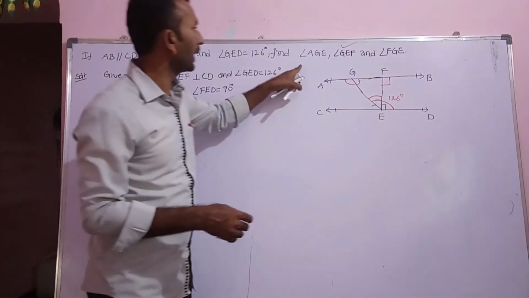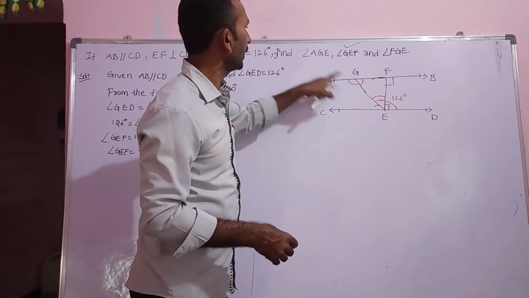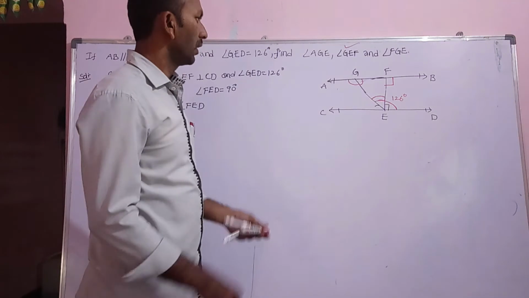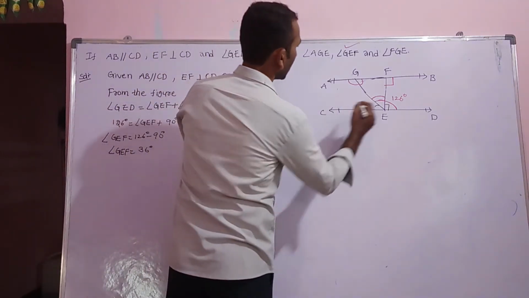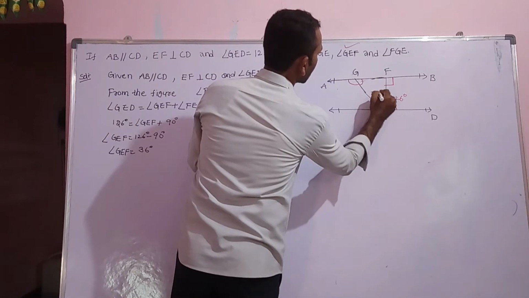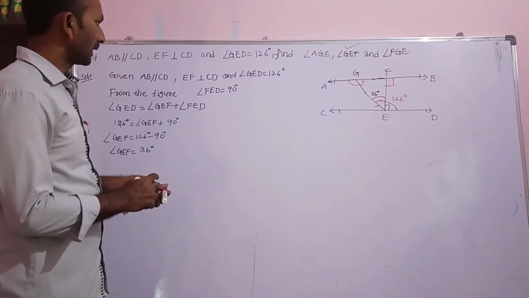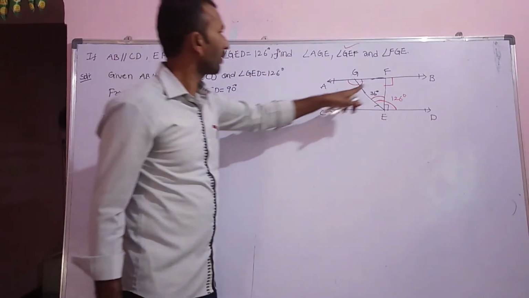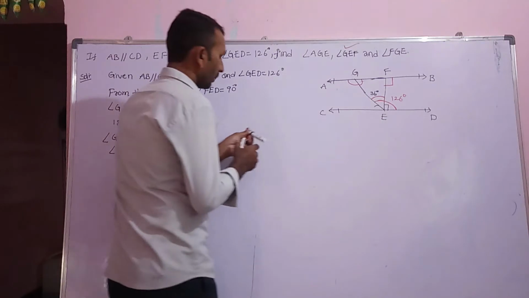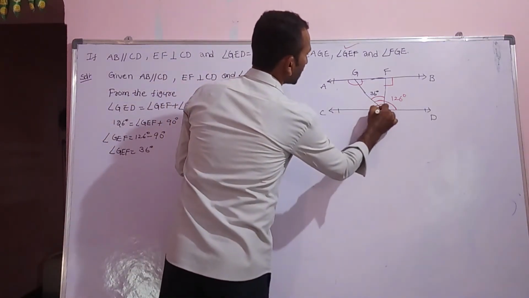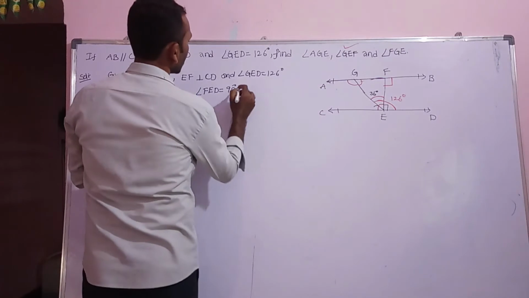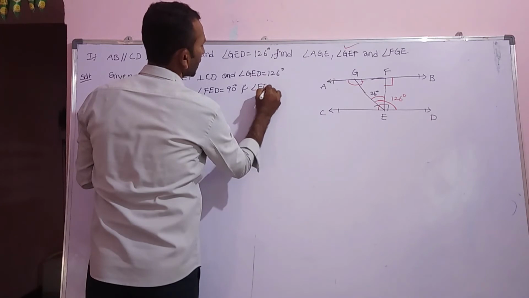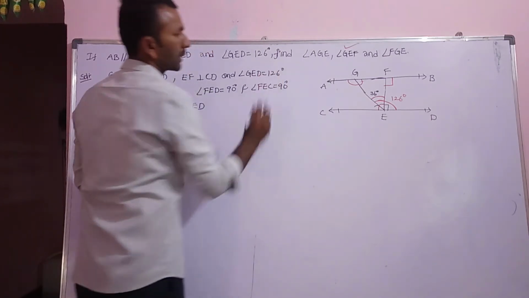What is the next one? Angle AGE. This angle we need to find out. We got this angle, 36 degrees. And if FED equals 90 degrees, then what about FEC? This will also become 90 degrees, because both are linear angles. So angle FEC equals 90 degrees.